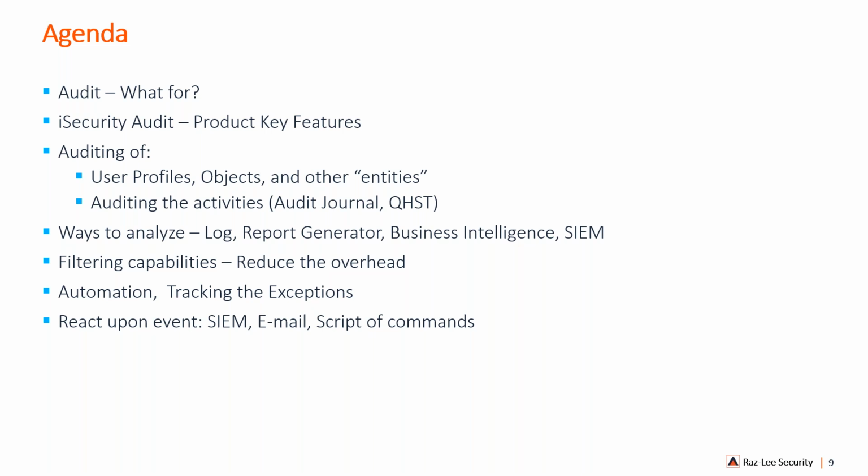Today we're going to cover Audit from different angles. So first of all, why do we need the audit? This is the agenda: iSecurity Audit product key features, auditing of user profiles, objects, and other entities, auditing of activity, audit journal and history log, ways to analyze the log, report generator, business intelligence, SIEM, and filter capability, automation, tracking, and reacting upon events to SIEM, email, and other outputs.